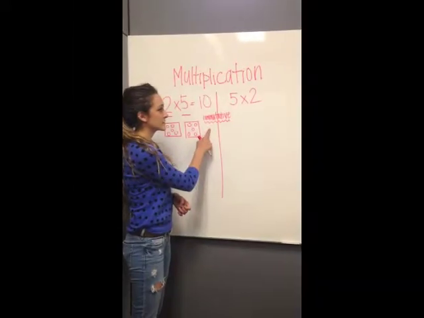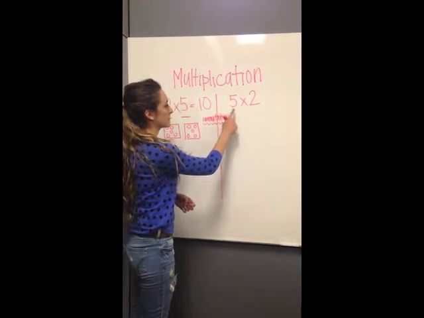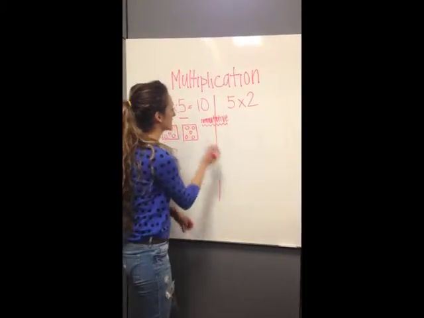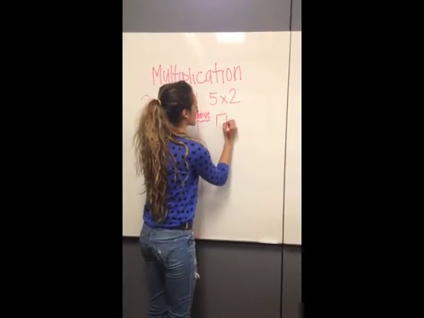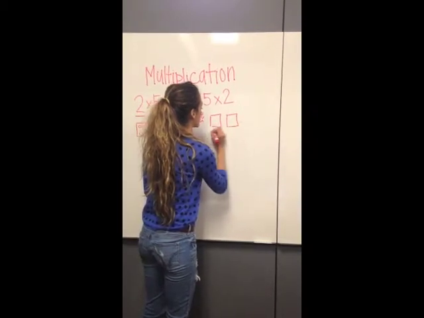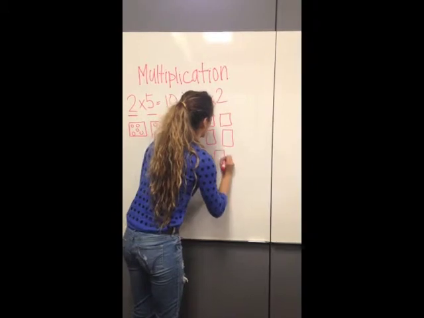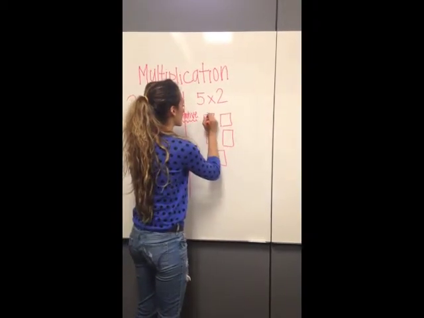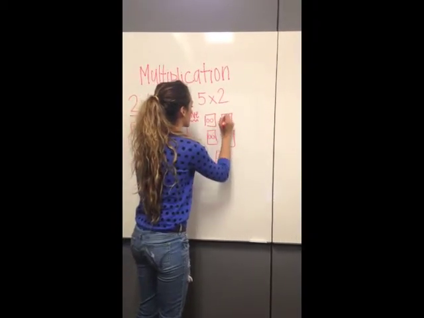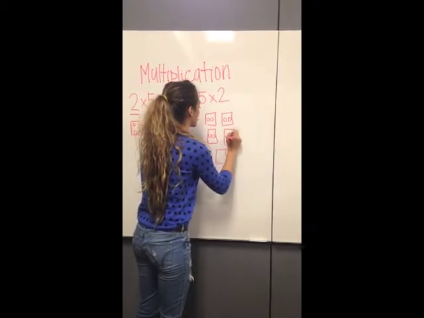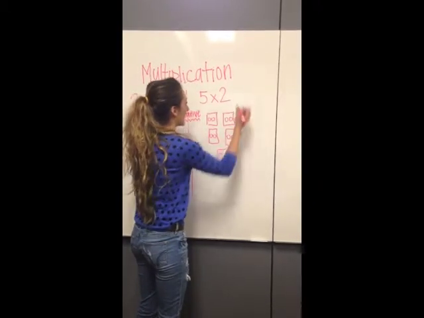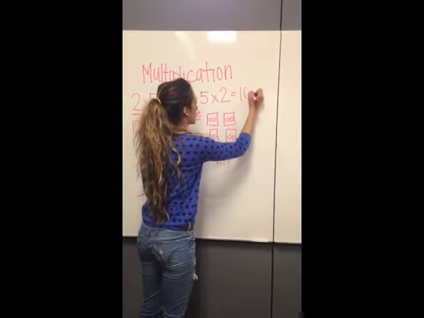The commutative property can be used to change the problem to 5 times 2. This means that there's 5 groups with 2 in each group. And we still get the same answer of 10.